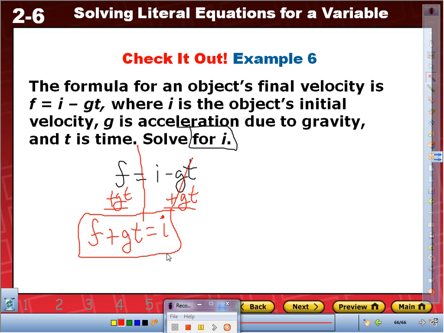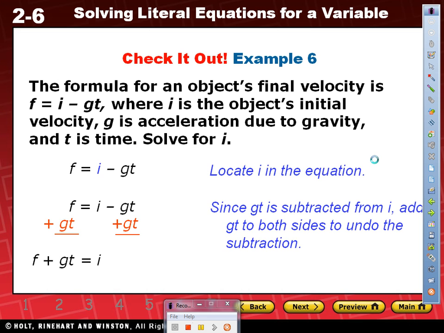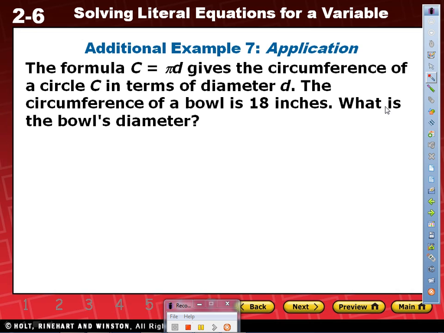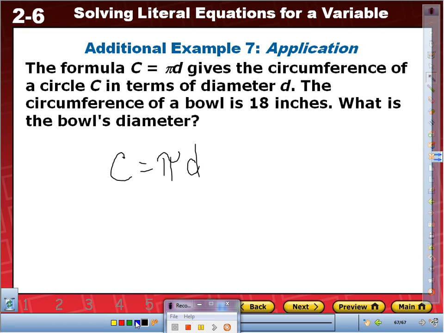Okay. Now, as you're finishing up, check this out. Let me show you the next one, which all it is they're just going to substitute one value in it. On this one, they give us one with a circumference. Circumference equals pi times diameter. However, in this case, they do give us a value for the circumference. What is the value that they give us? So this becomes 18 equals pi times d.